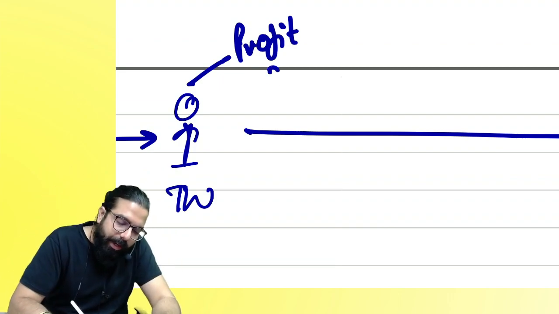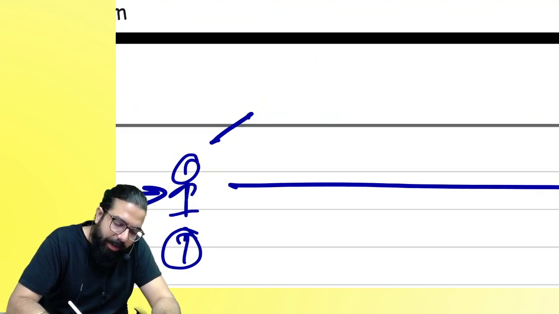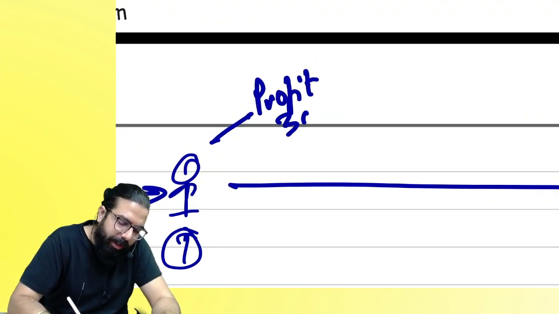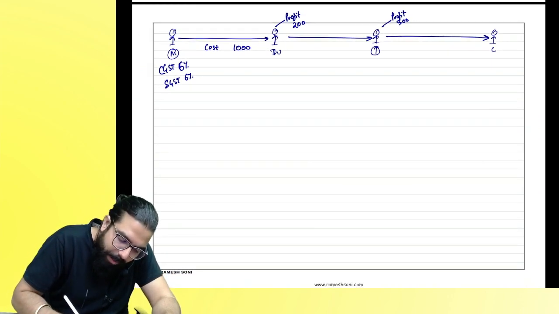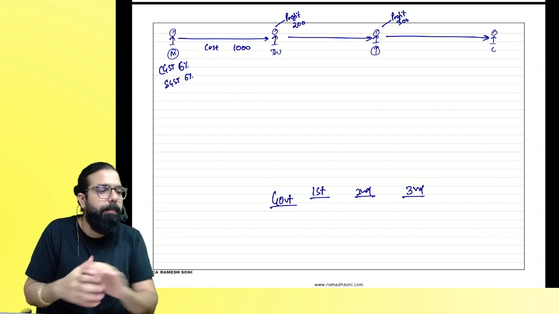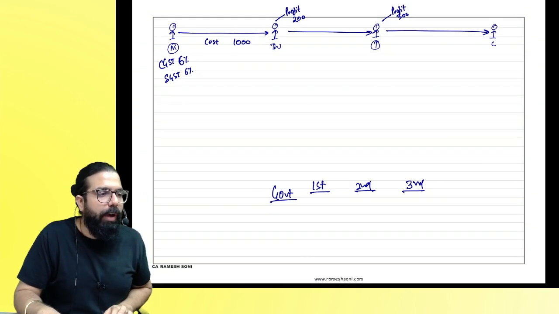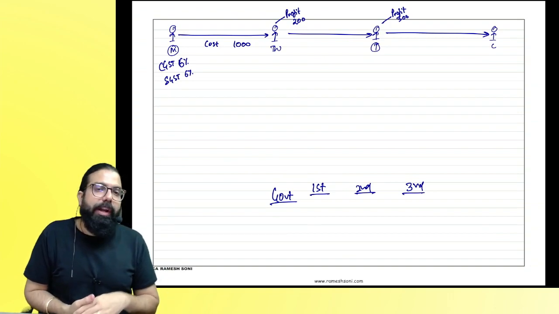Supposing he made a profit of 200, he sold it further, and the next one made a profit of 300. Can you tell me what the ultimate consumer will pay and what the government is going to get at the first stage, second stage, and third stage? Everyone, you have to do this calculation. People watching at home, I'll wait for you. Quickly do it. I'll pause the video.